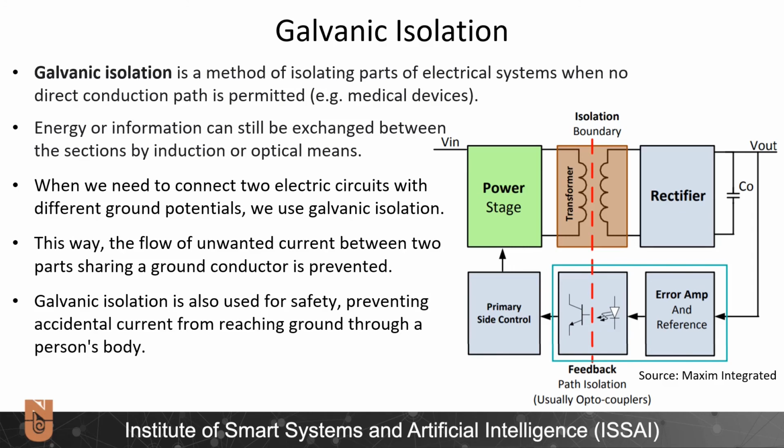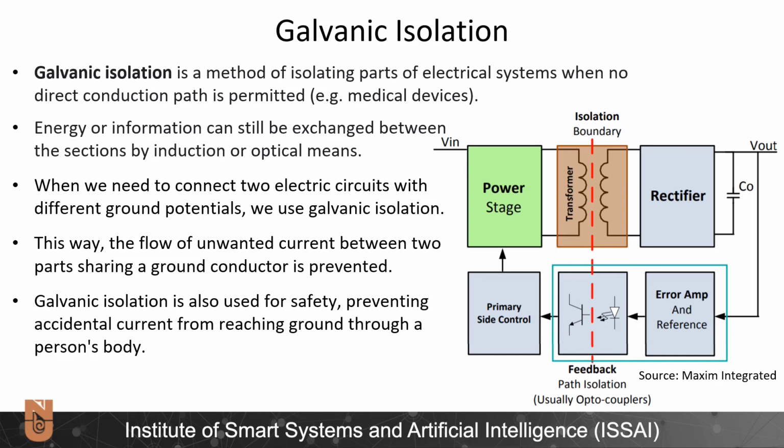The second application area of transformers is galvanic isolation. Galvanic isolation is a method of isolating parts of electrical systems when no direct conduction path is permitted. For instance, this is very common in medical devices. If we connect a medical device to a person in an intensive care unit, we do not want to physically directly connect a human being to the wall where there is 220 volts. Imagine that there is a short circuit in the device and the wall is directly connected to the person, which would be catastrophic because it would cause an electrical shock.